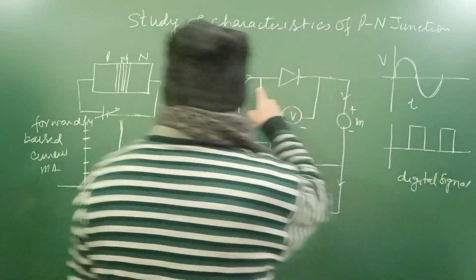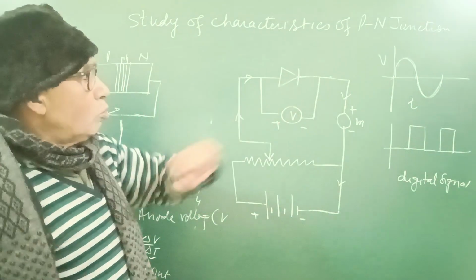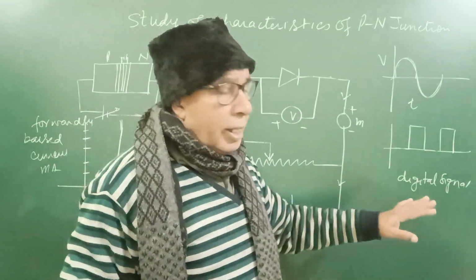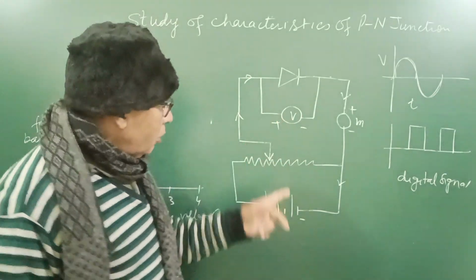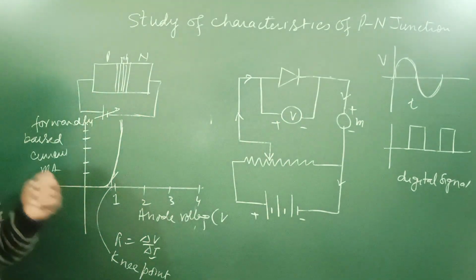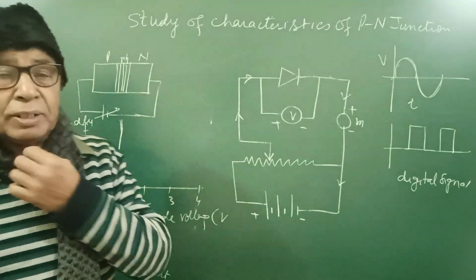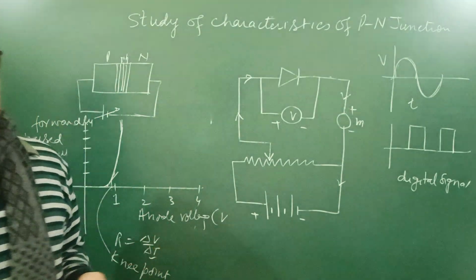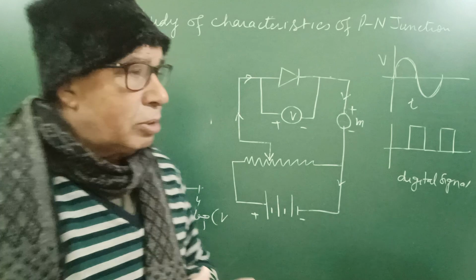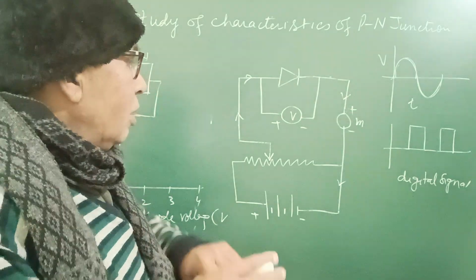So this diode is used to obtain a digital signal also, because above the knee point it offers no resistance. Actually, those circuits have been deleted from the syllabus of class 12. Very unfortunate.